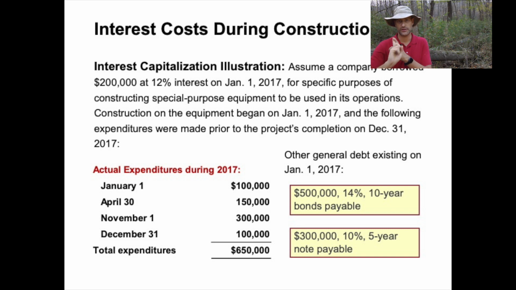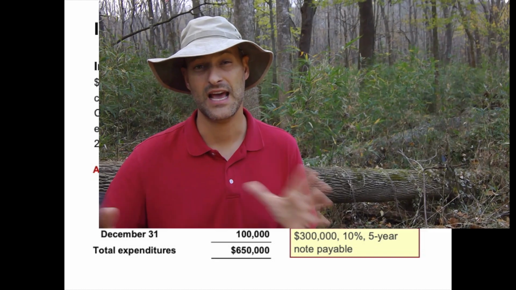There's the specific loan, the 12% $200,000 loan that was specifically obtained for this piece of equipment. Also, there's $500,000 of bonds payable at 14%, and there's $300,000 of notes payable at 10%. So that's the debt of the company that we'll be taking into consideration when we calculate the total interest of the company. Remember, the capitalized amount can't exceed the total. And when we start boiling it down to how much we actually get to capitalize, we'll work through this example.